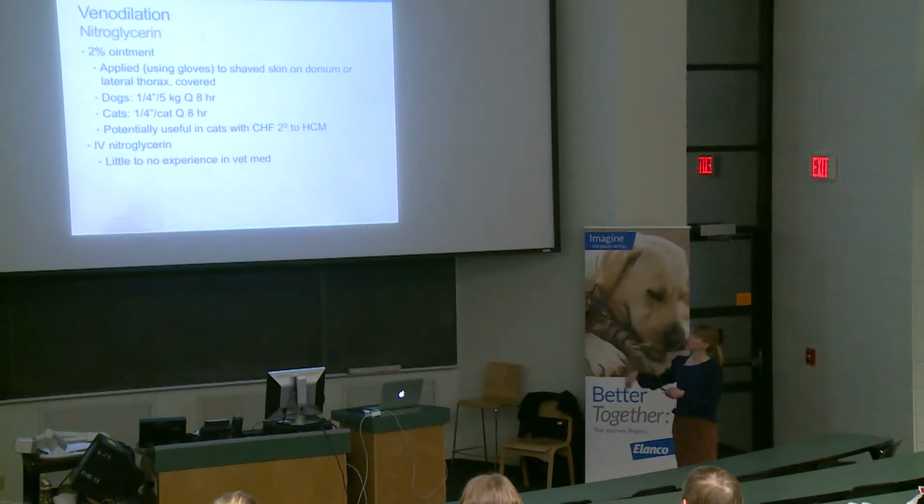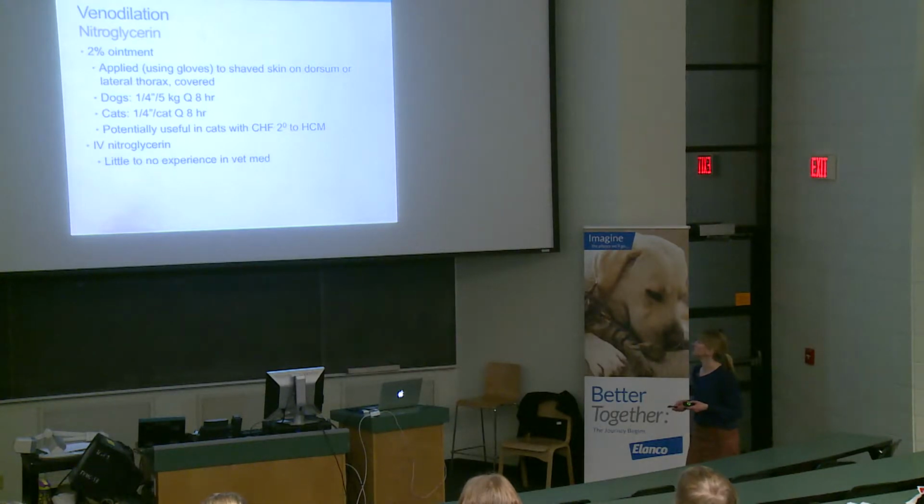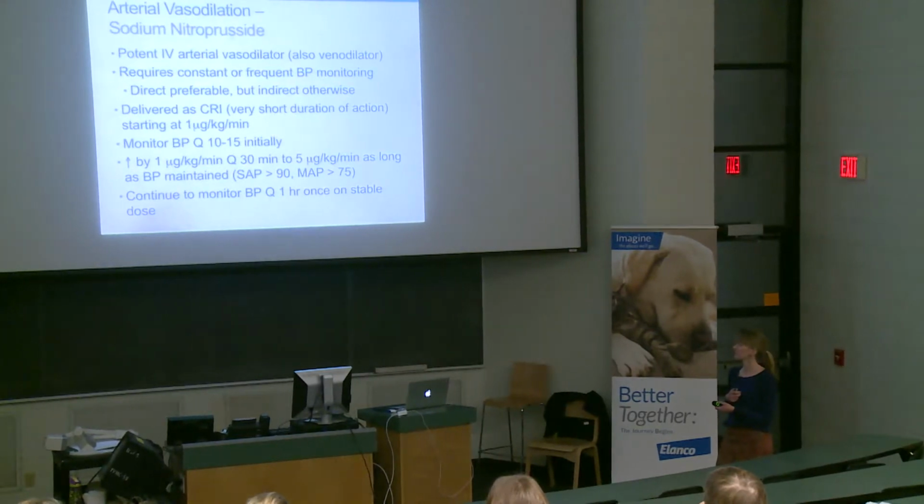So yeah, we've already mentioned nitroglycerin. It's an ointment, and we place it on cutaneously, and it's potentially useful both in cats and little dogs with myxomatous mitral valve disease, where we may be limited in some of the things we can do. Intravenous nitroglycerin, we really don't have any experience in veterinary medicine thus far.